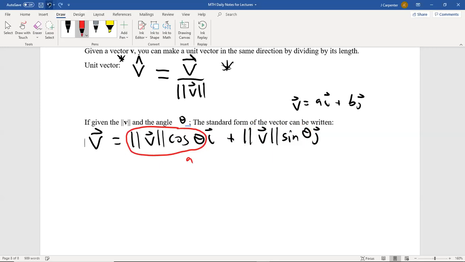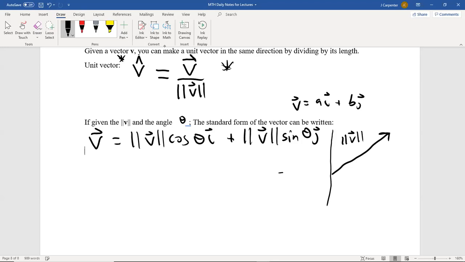So let me undo the little circling stuff, and let me explain why this is. So let's just say here's our vector, and it has a length, and we know its angle formed from the positive x-axis. So there's the vector. Here's our x and y-axis. And here is the angle the vector forms from the positive x-axis. It does not have to be in quadrant 1. It can be in quadrant 2, 3, or 4. Doesn't matter.